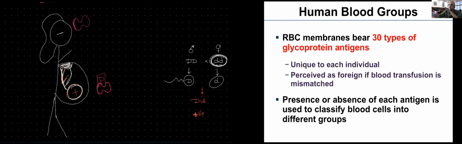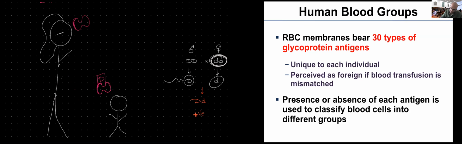So would there be anything wrong with this baby if the mother's immune system doesn't see those red blood cells? Would there be any problem? There would be no problem. So congratulations, this baby is healthy and has nothing wrong with him.